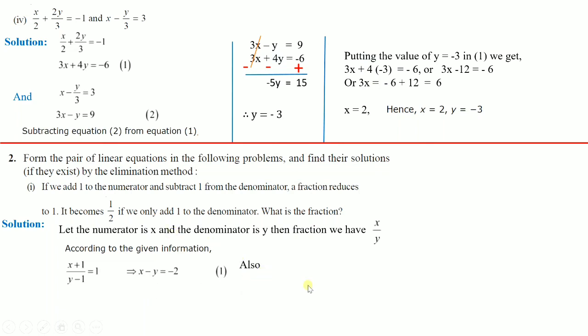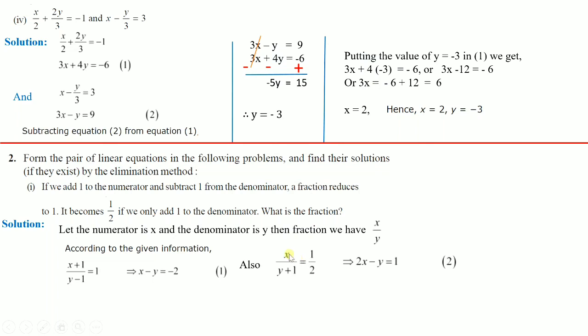Also, here we have to add 1 to the denominator only. So what we did: x upon y plus 1, adding 1 to the denominator, equals that fraction, which becomes 1 by 2. In the numerator x we are not doing anything, so the numerator stays as it is, and we have added 1 to the denominator, so y plus 1, and the fraction becomes 1 by 2.